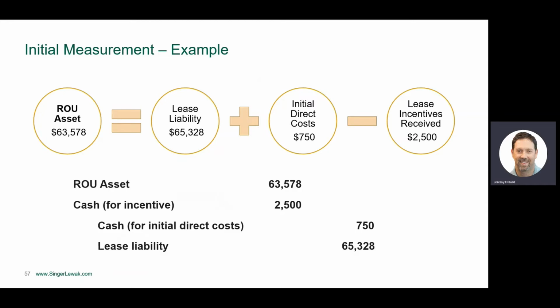So continuing with the same example, the lessee calculates the ROU asset to be $63,578. This is based on $65,328 for the present value of the lease payments, plus $750 for the initial direct costs, less $2,500 for the lease incentives. When recording the lease in the accounting system, the lessee recognizes an ROU asset of $63,578, cash received of $2,500, cash paid of $750, and a lease liability of $65,328.